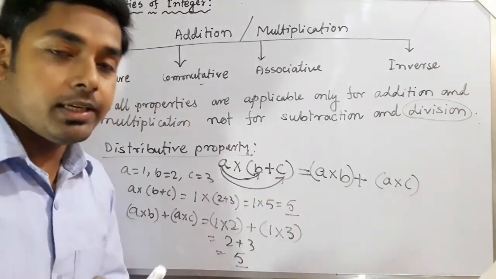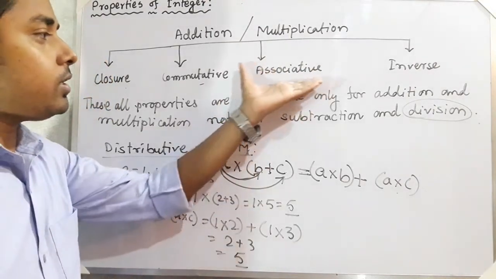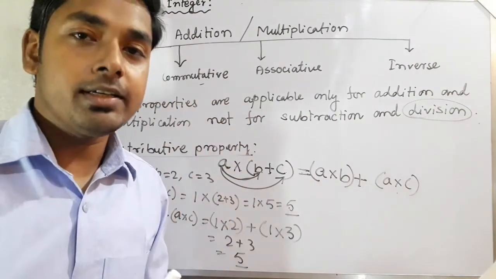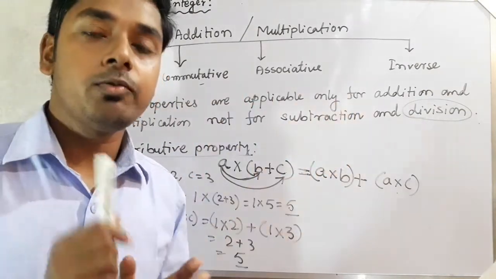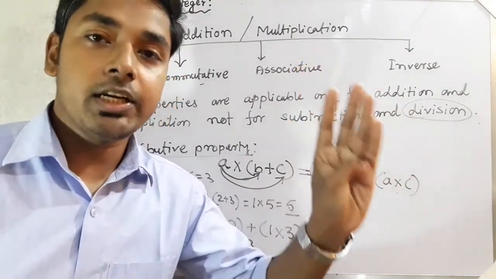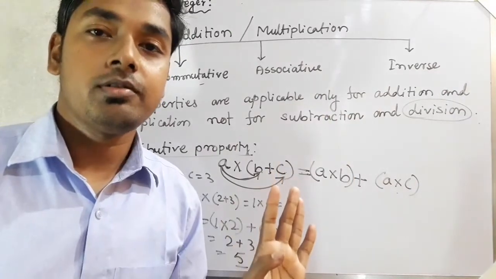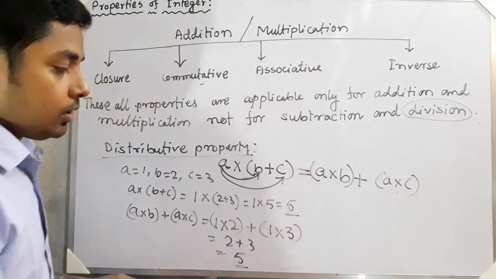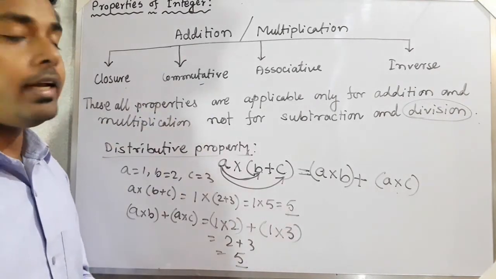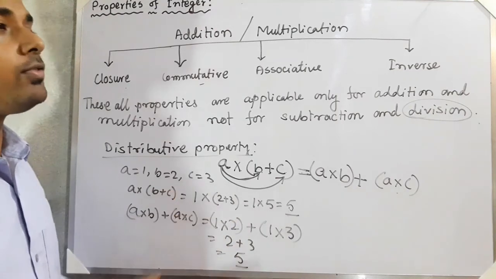And one thing you should remember is that these properties are not only for integers. These 4 properties we have for whole numbers also, for rational numbers also, and for natural numbers also. So these are the properties of integers, and in the next video we will discuss the further things about integers.